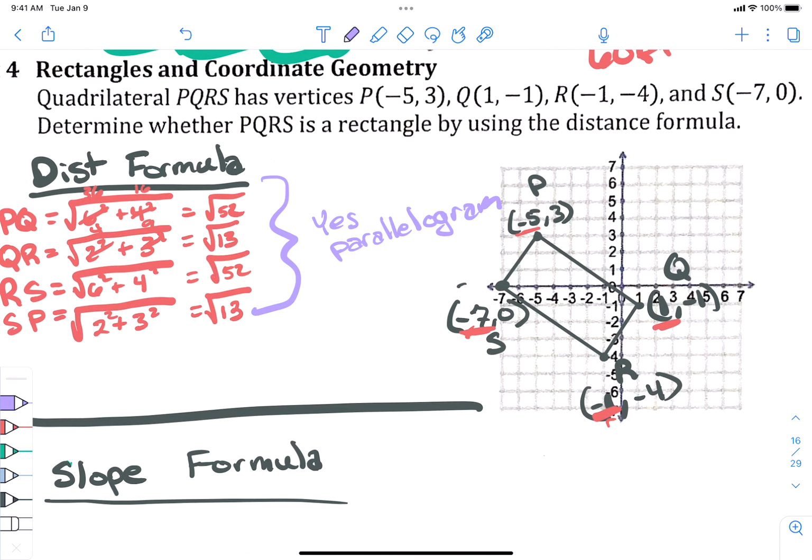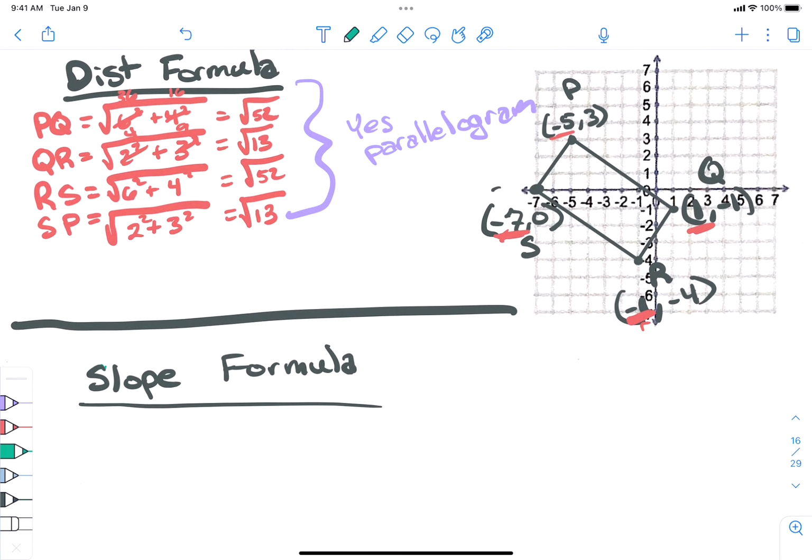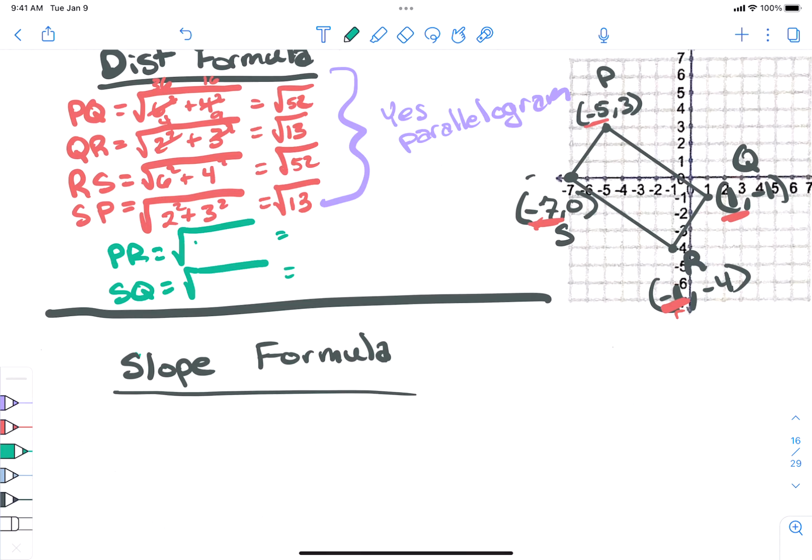What can we do now to find that it's a rectangle? Oh, no, we got to do 2 more. The diagonals. Name one diagonal. PR, and the other one is SQ. Okay. All right, so we're going to do diagonal, and then we're going to see if these two match. All right, so from P to R, from -5 to -1 is 4, and from 3 to -4, 7. 4 squared is 16, 7 squared is 49, 16 and 49 make 65, I think.